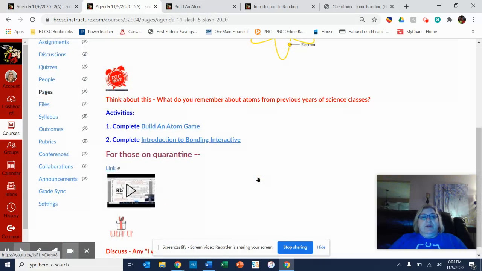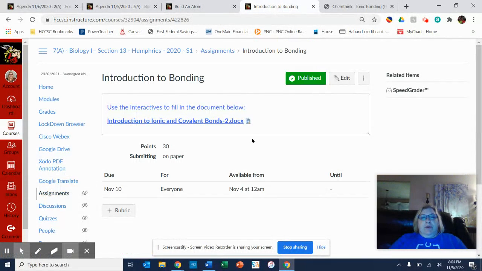So after that, we're going to do a different interactive called Introduction to Bonding. And so if you remember when we went over the doodle notes, I showed you guys the different types of bonds that could hold the atoms together to make a molecule. There was covalent, where they share, and there was ionic, where one atom gives an electron to another atom, and that bonds them together. And then there was the hydrogen bond, which is that polar bond that water molecules have. One side positive, the other side negative. They're attracted to each other, and they help the water kind of stick together. So those are the three types of bonds.